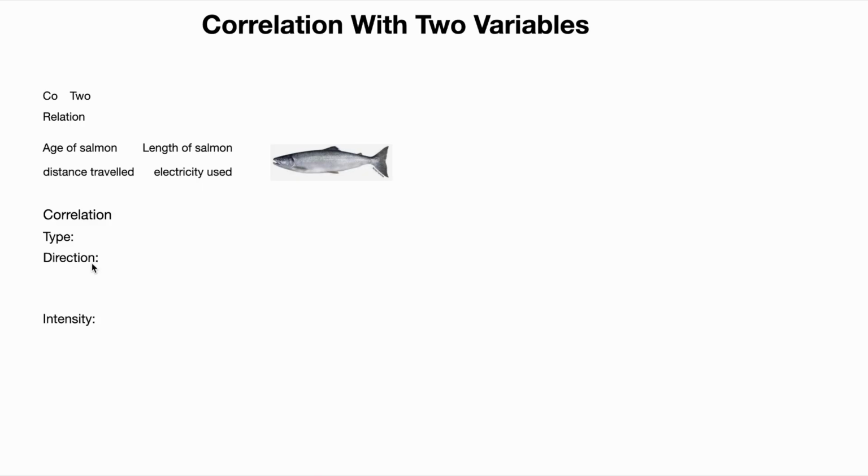When we talk about type, direction, we have linear and nonlinear. The direction could be positive or it could be negative. The intensity. So we could have zero intensity, weak, we have moderate, we have strong, and we have perfect. Perfect is if there's 100% correlation. And we'll talk about that further.